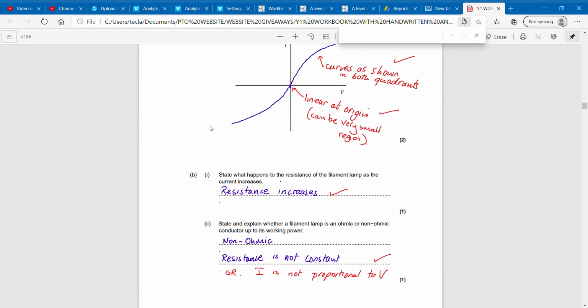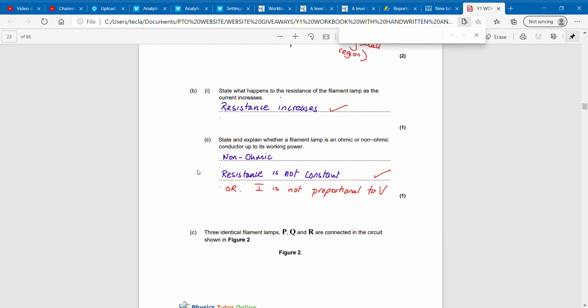B, part 1. State what happens to the resistance of the filament lamp. As the current increases, the resistance increases. Part 2, the filament lamp is non-ohmic, and that's because resistance is not constant, or we could say current is not proportional to potential difference. So for 1 mark there, we need to include the explanation as well as saying non-ohmic.